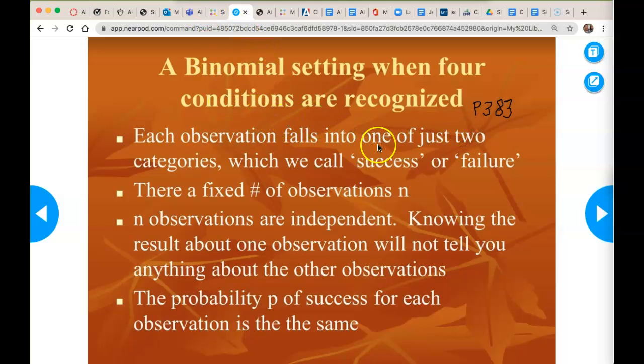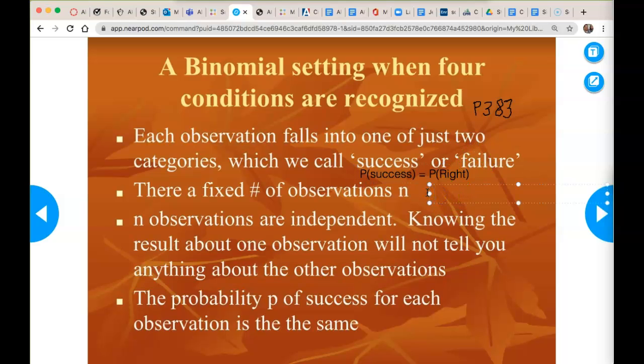Each observation falls into two categories, success or failure. So in our problem, the probability of success means getting a question right. That's a success. The probability of failure was getting a question wrong. Failure is getting a question wrong.